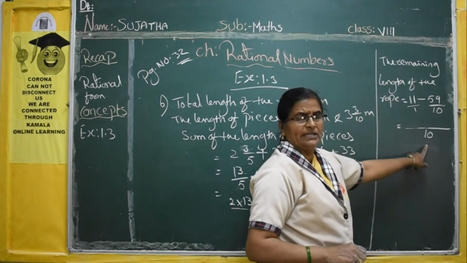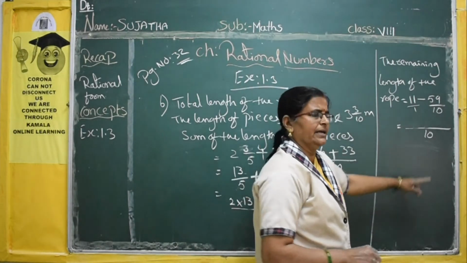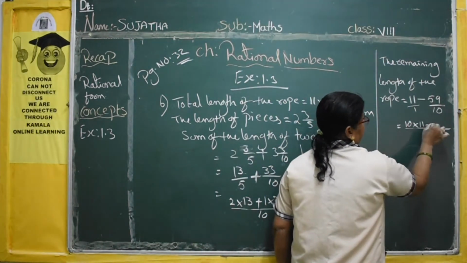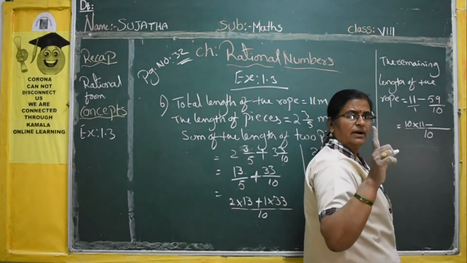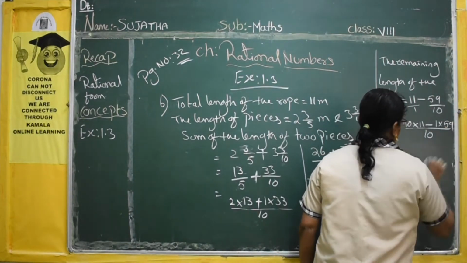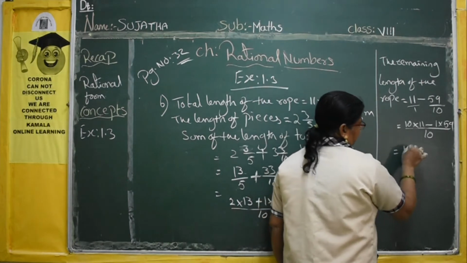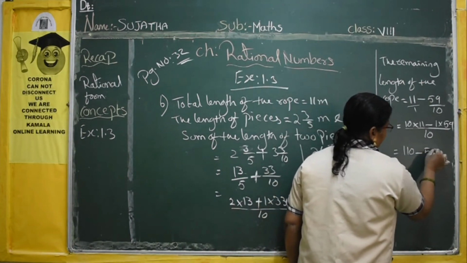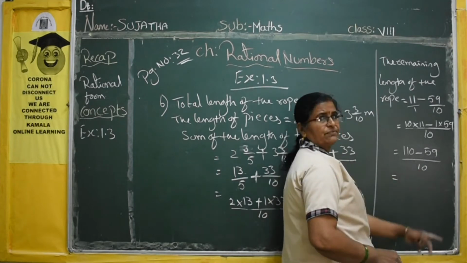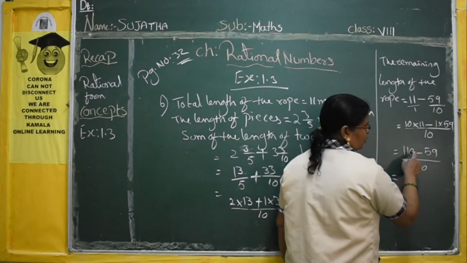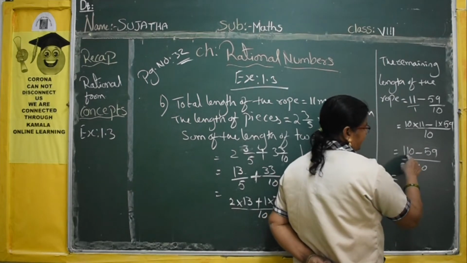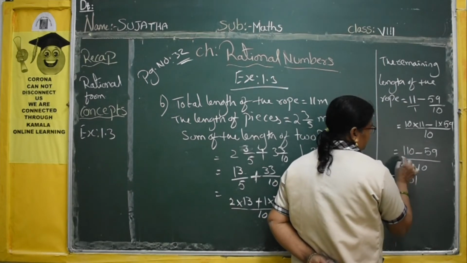In the 10 table, how many times 10 will come? 10 times. 10 into numerator is 11, minus 10, divided by 10, 1. 1 into 59, 59. Now 10 11s are 110, minus 59. Here 0 means here 10. 10 minus 9, 1. Here again 10. 10 minus 5, 5. Here 0.